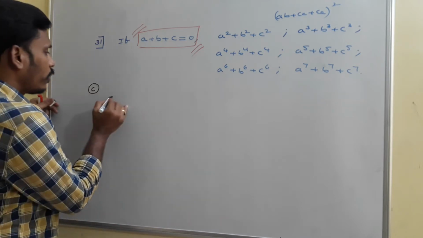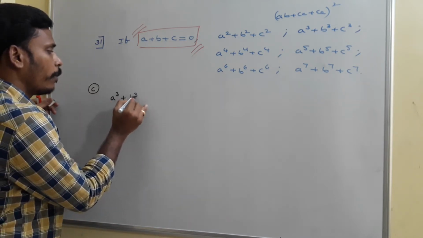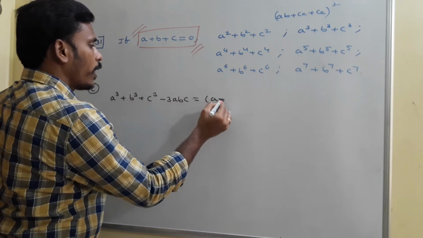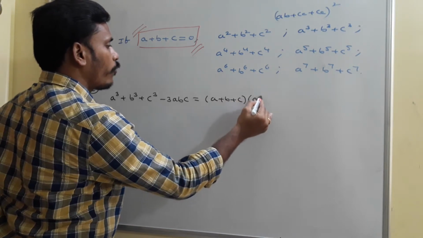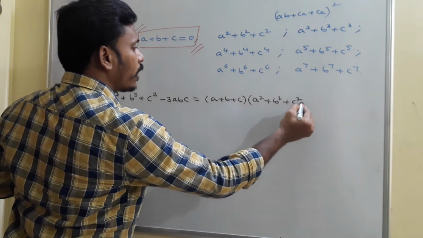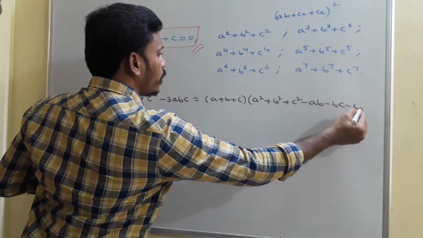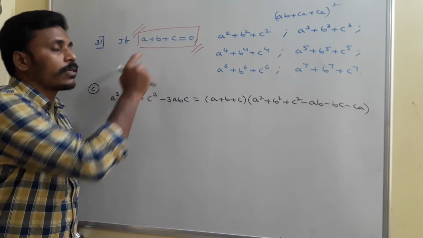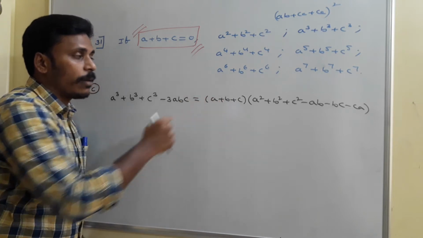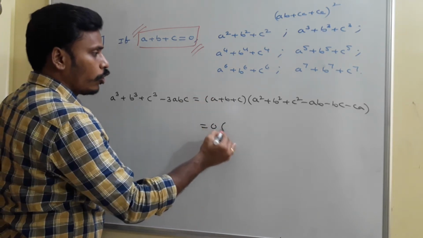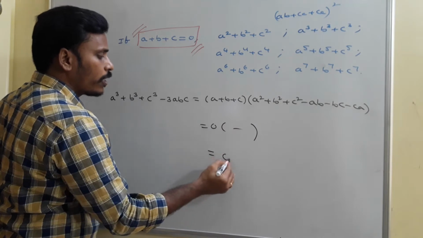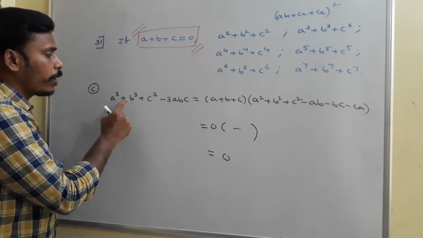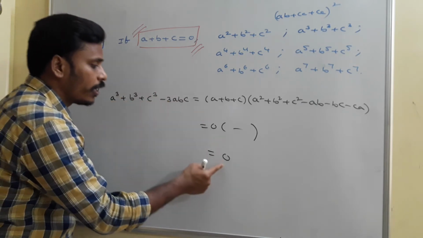As I mentioned, this particular logic: a cube plus b cube plus c cube minus 3abc is equal to a plus b plus c times of a square plus b square plus c square minus ab minus bc minus ca. Already we discussed it in the previous classes, and since a plus b plus c is equal to 0, you just replace this a plus b plus c with 0. So that is equal to 0 into something, and 0 into something is again 0. That is, if a plus b plus c is equal to 0, then a cube plus b cube plus c cube minus 3abc is equal to 0.